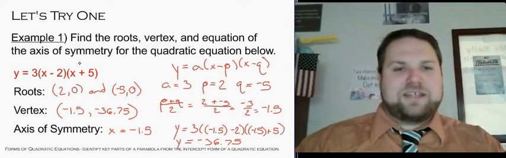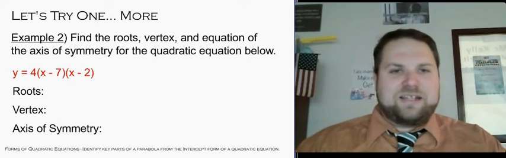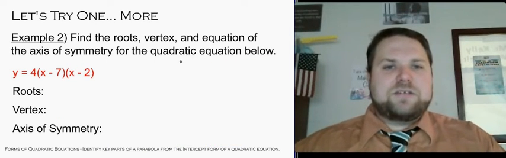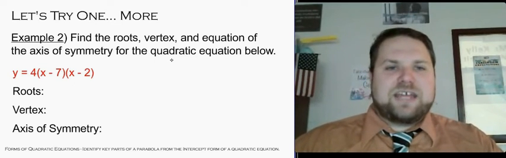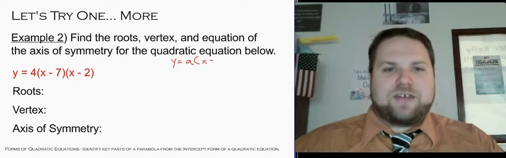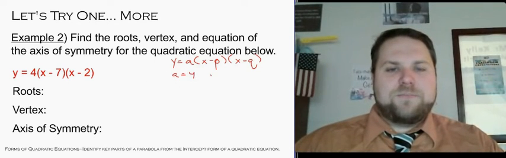Let's try another one because these guys can get complicated quick when calculating that vertex. So here we go. Same thing. Find the roots, vertex, equation of the axis of symmetry. I'm going to write this guy out and find all my individual parts, my parameters. And so I can find A is the number out front. It's going to be 4.